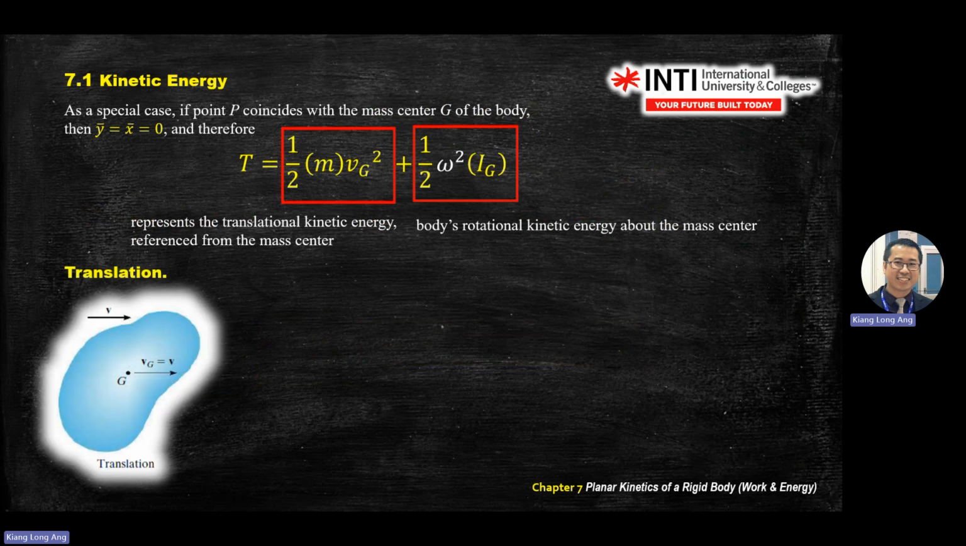Okay, let's look at rigid body. You have three motion patterns again. One is translation, one is rotation, and one is general plane. Translation, you have two types: one is linear, one is curvilinear motion, right?